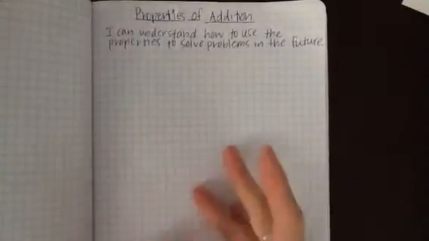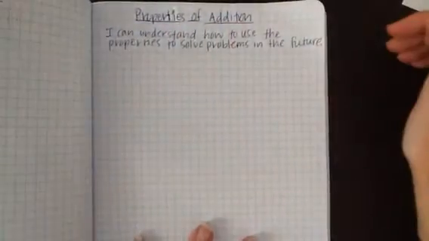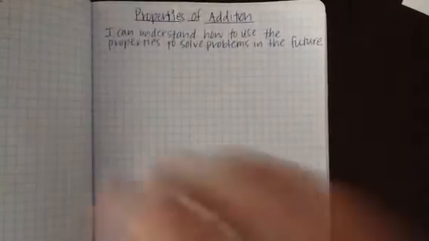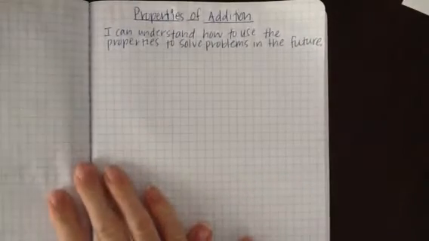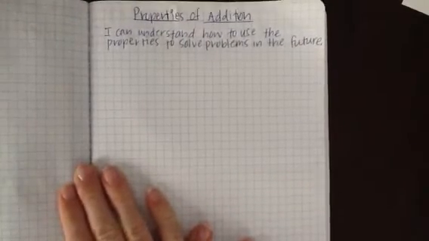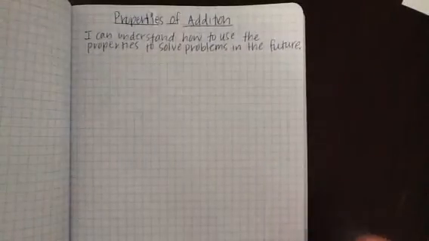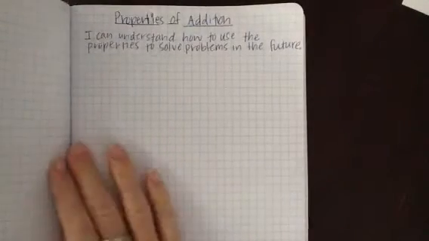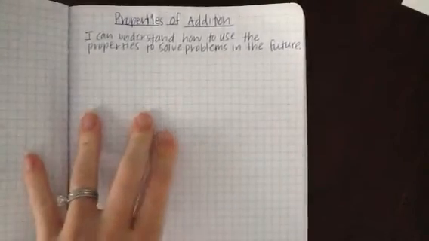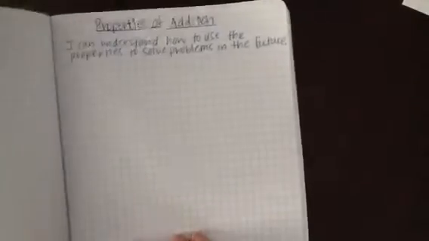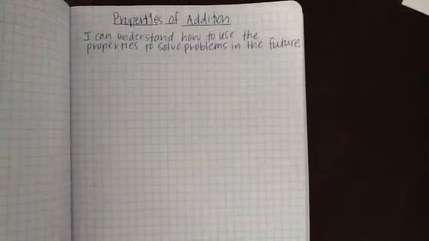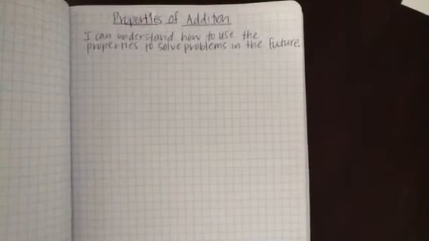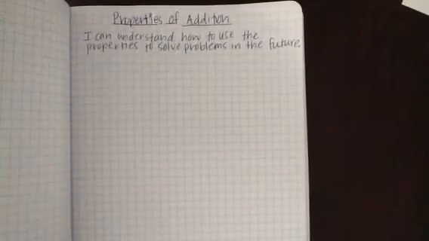And on this side, you're going to actually write properties of addition. So we're going to start with properties of addition. The learning target is I can understand how to use the properties to solve problems in the future. So we're really going to learn the basis. We're going to use what we learned in class to put things together, and then we'll have that as a reference for the future. So go ahead and write that down. Don't forget to go back in the front and write down the topic and page numbers and date in your table of contents so that you are keeping track of that and you can have it for the future as a quick reference tool.